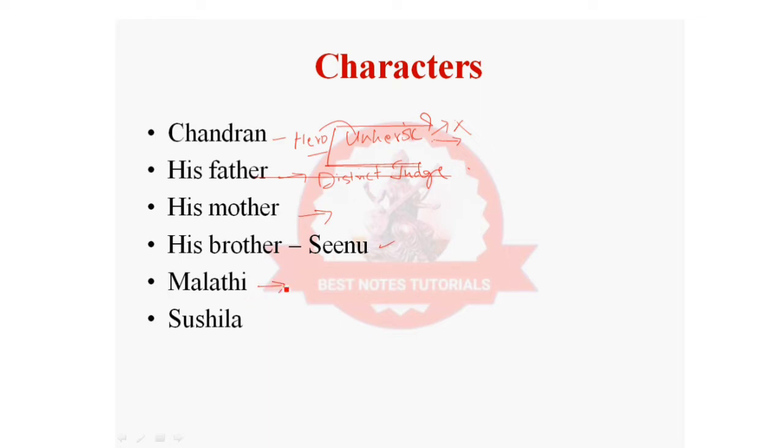Malthi. Malthi is the girl whom he loves, but he could not marry her because Chandran is a Manglik person. Now, what is a Manglik person and other things, we will discuss in detail in the summary section. Now, the last character is Shushila. Who is Shushila? Shushila is the girl whom he loves finally, and he marries Shushila at the end of this story.